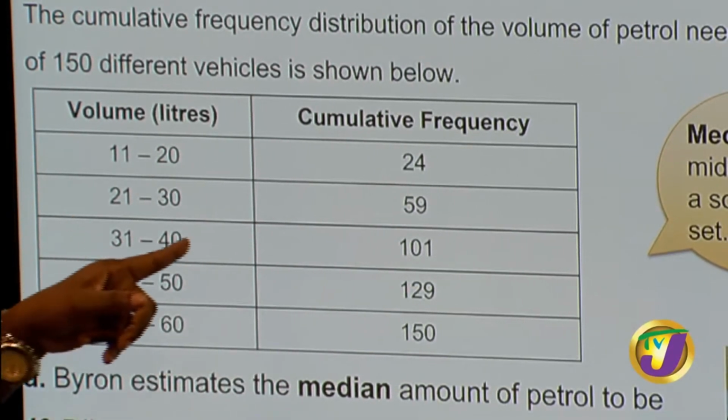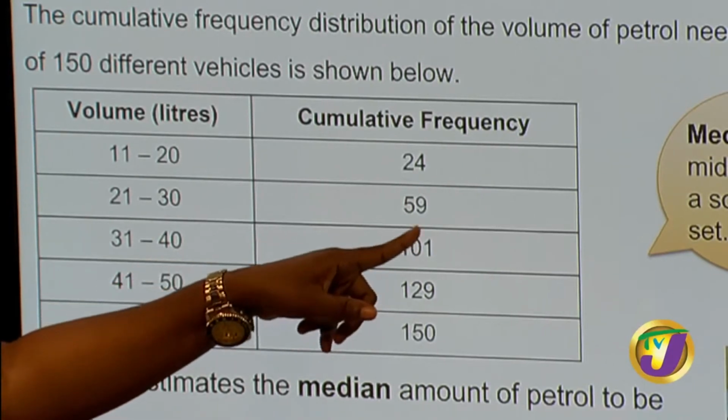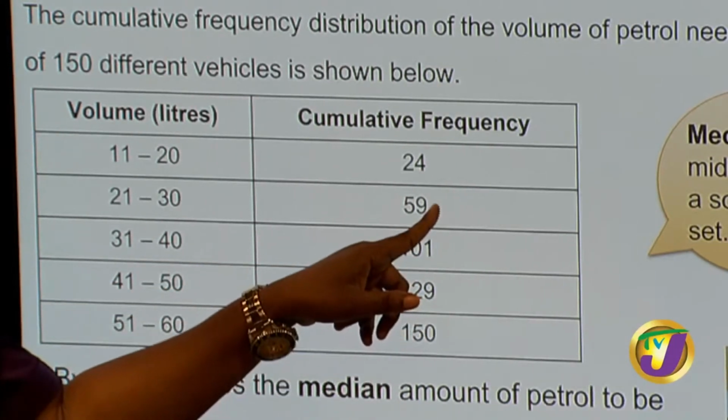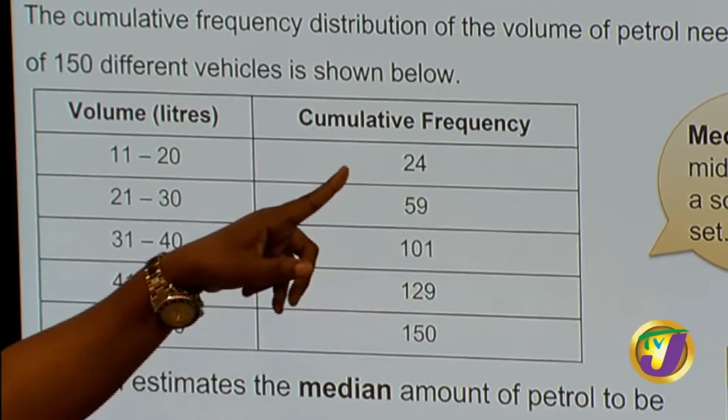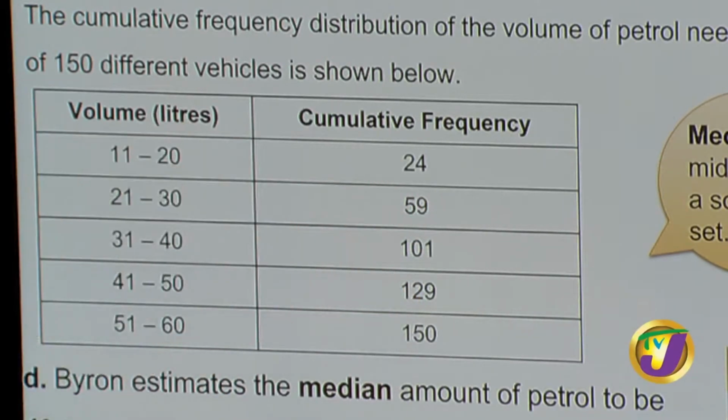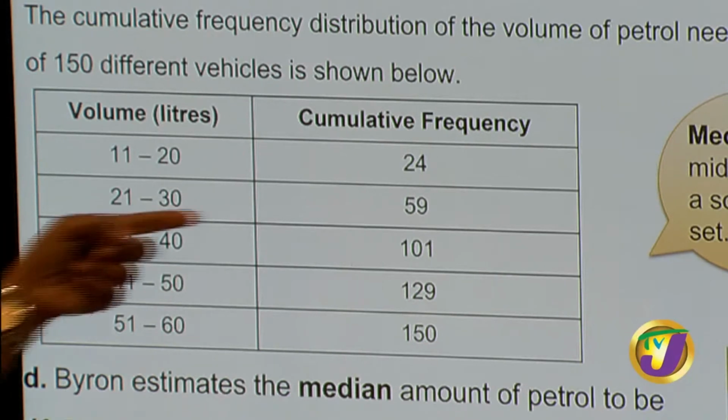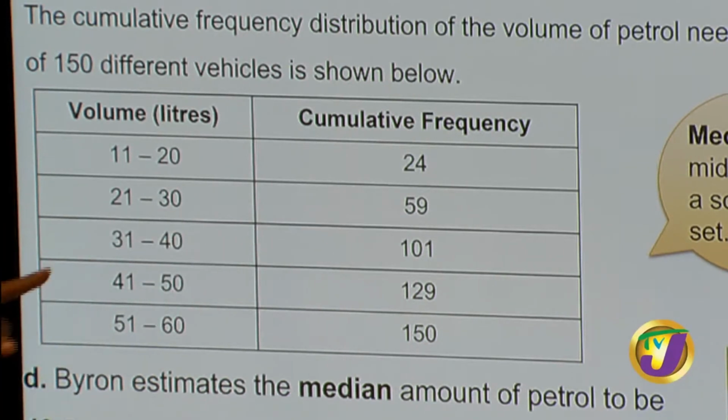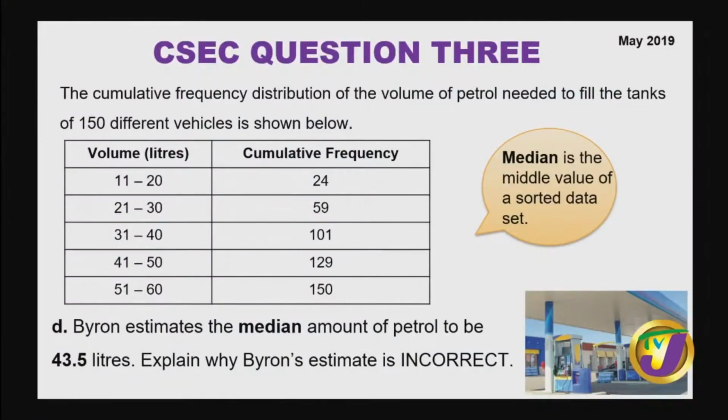So when I look at the third class interval, we're going to the 101st vehicle, which means that clearly we're past the middle. So where would the middle fall, Latoya? Definitely here, because we're looking for the 75th and the 76th vehicle, and they both fall here. So what did Byron say? 43.5, Byron said. But that would have been in the other class interval. So Byron, we're past the median, and Byron's estimate is indeed incorrect. All right. Great.